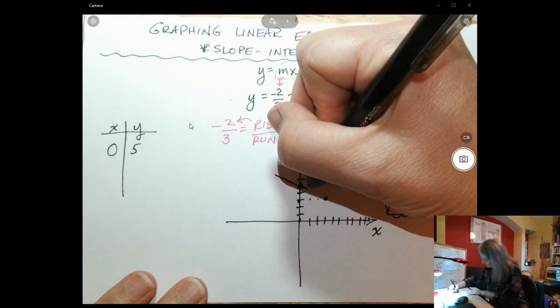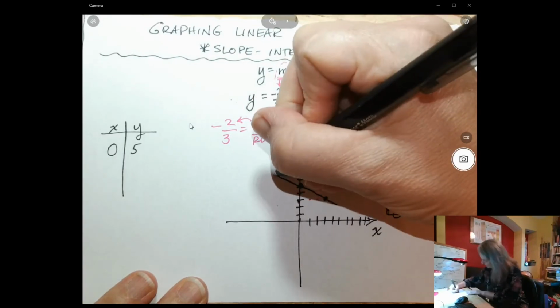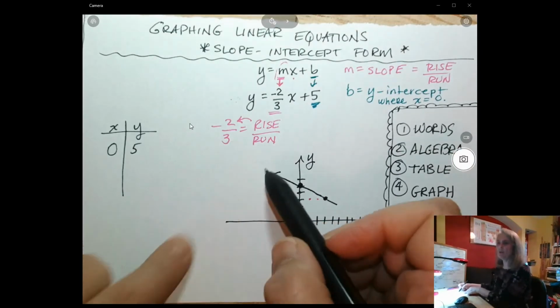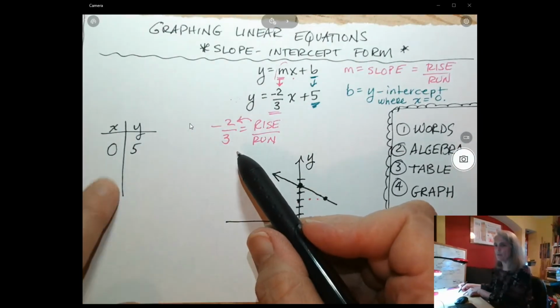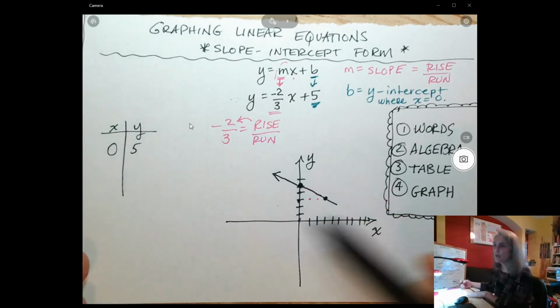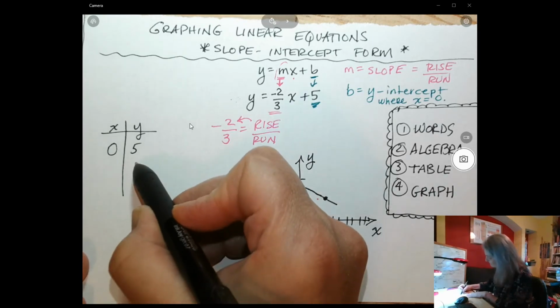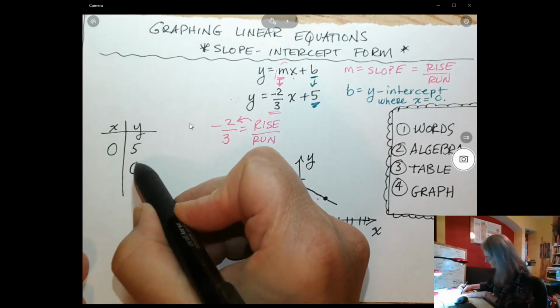You can do your best guess. Now we know there are no other points around here, but we can make some points, put some points in the table, and draw a few more points. But for now, the last point I want to find is the x-intercept. And the x-intercept is where y is 0.